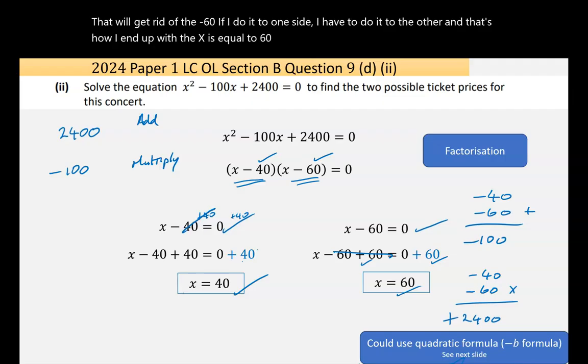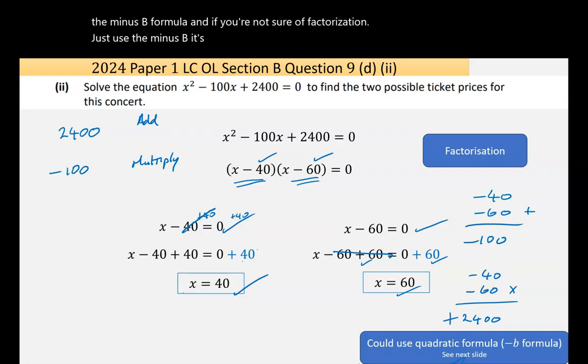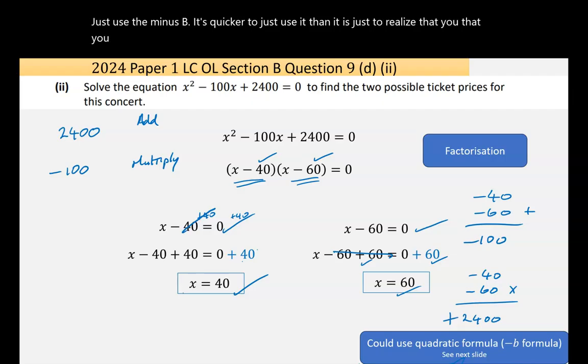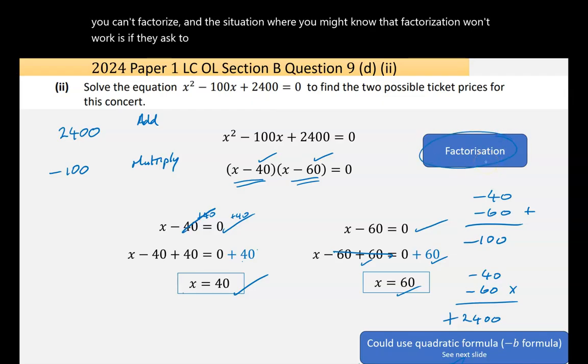So personally, I would recommend knowing the minus b formula. And if you're not sure of factorization, just use the minus b. It's quicker to just use it than it is to realize that you can't factorize. And the situation where you might know that factorization won't work is if they ask you to leave your answer to a certain number of decimal places. You'll only be able to factorize if your solutions are whole numbers.